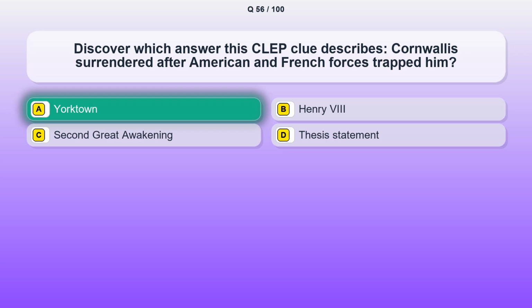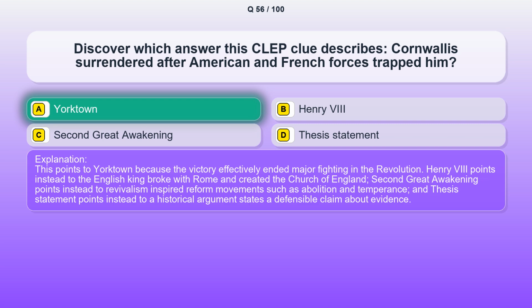The correct answer is option A, Yorktown. This points to Yorktown because the victory effectively ended major fighting in the Revolution. Henry VIII points instead to the English king broke with Rome and created the Church of England. Second Great Awakening points instead to revivalism-inspired reform movements, such as abolition and temperance, and thesis statement points instead to a historical argument states a defensible claim about evidence.